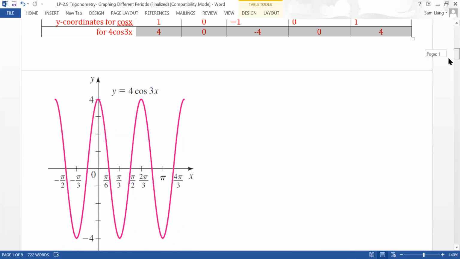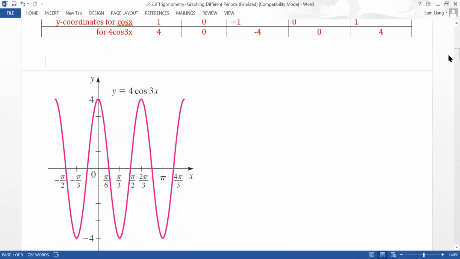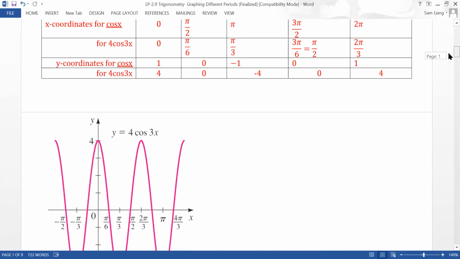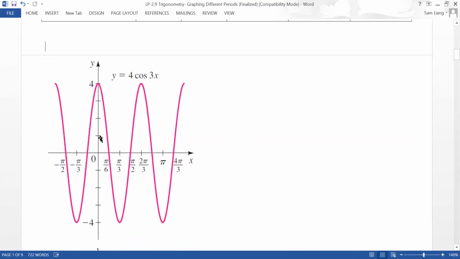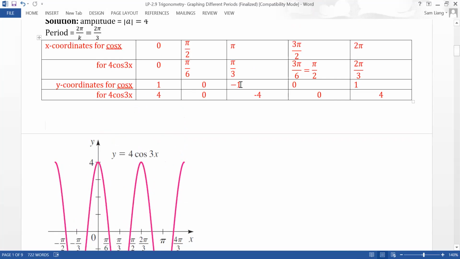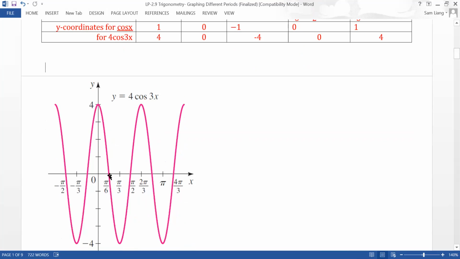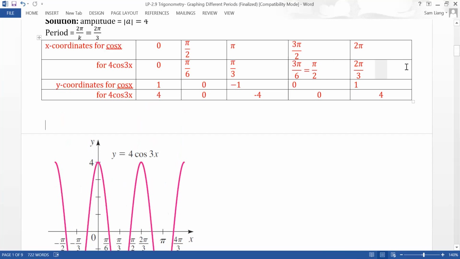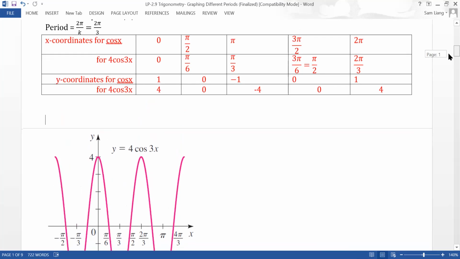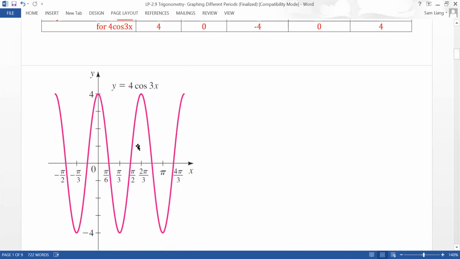All right, so here's your graph. It's from the old textbook. So our first set of coordinates are 0, comma 4. So 0, comma 4 is right here. That's our first point. And then next we have pi over 6, comma 0, which is right there. Then pi over 3, negative 4, which is here. And then that's followed by pi over 2, 0, and 2 pi over 3, comma 4. Pi over 2, 0 is here, and then 2 pi over 3, 4 is here.